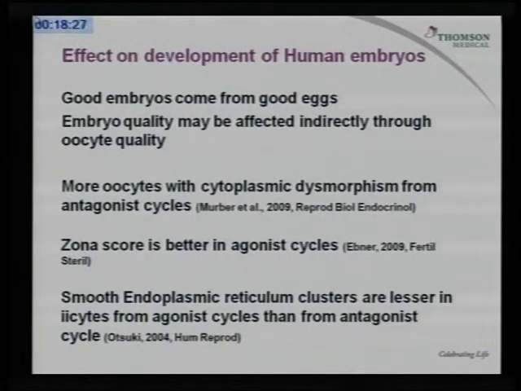However, the zona score is found to be better in agonist cycles. We know that zona also leads to problems in implantation when it is thicker. Smooth endoplasmic reticulum clusters are fewer in oocytes which come from agonist cycles, whereas in antagonist cycles these clusters, which look like vacuoles on the eggs, are more. Usually these eggs will lead to poor fertilization rate and poor development.